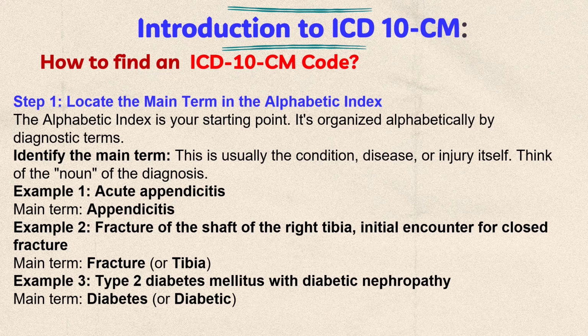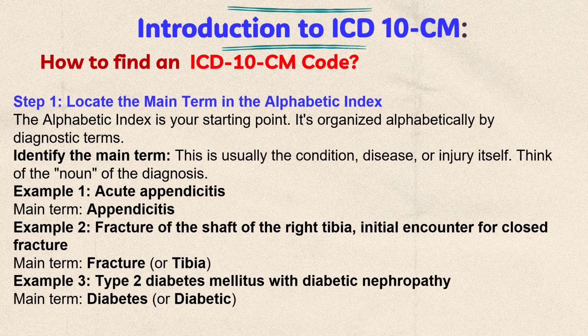Okay, let's see how to find an ICD-10-CM code in the code book. You can find the code in 2 steps. Step 1 is to locate the main term in the alphabetic index. The alphabetic index is your starting point. It is organized alphabetically by diagnostic terms. So first you have to identify the main term. This is usually the condition, disease or injury itself. Think of the noun of the diagnosis.